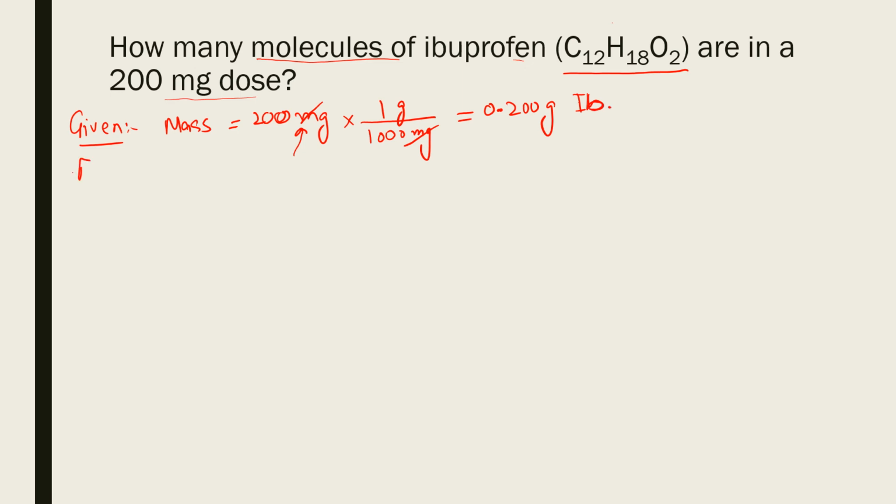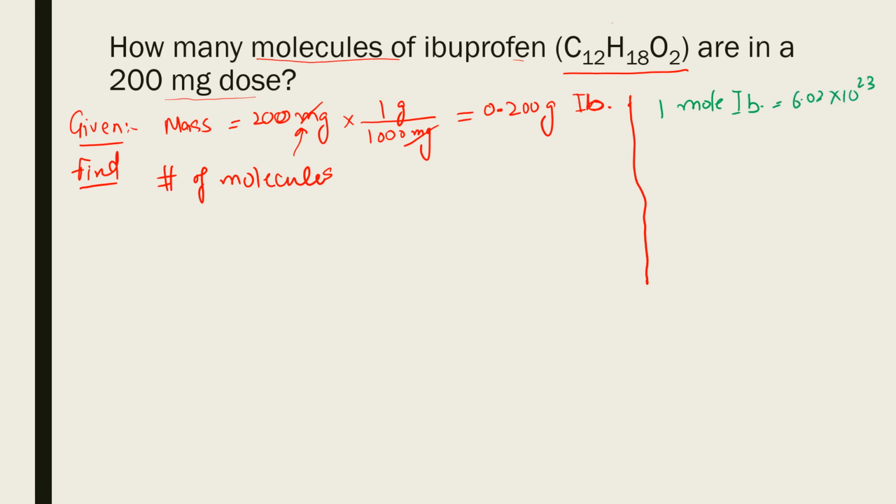And what do we want to find? We want to find the number of molecules. So in that small tablet, how many ibuprofen molecules are there? Right, so it sounds so tedious, but we know it's not that difficult. All we need to know is the mole concept relationship. So let's write those two relationships on the side. So we know that 1 mole of anything, in this case ibuprofen, is equal to 6.02 times 10 to the 23 molecules.